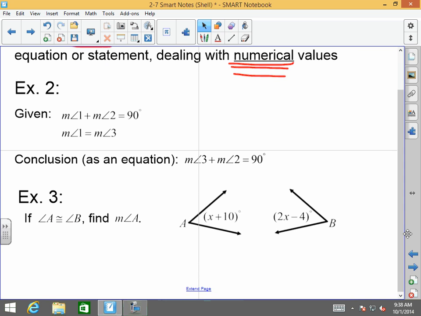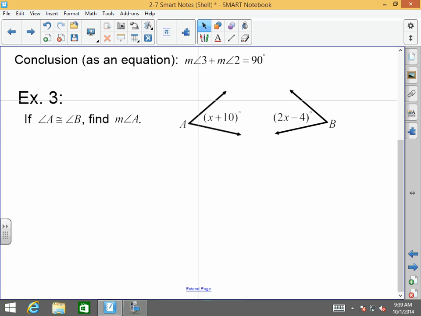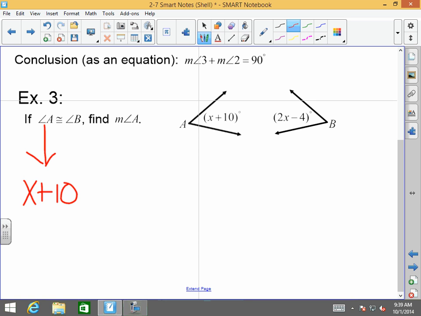Next, example 3. If I tell you that angle A is congruent to angle B, and I want to find angle A, when I look at angle A and B, I have numerical values here. I have an equation, right? So what can I do? Phenomenal, son. Angle A, which I can substitute with x plus 10, is congruent to angle B, which I can substitute with 2x minus 4.